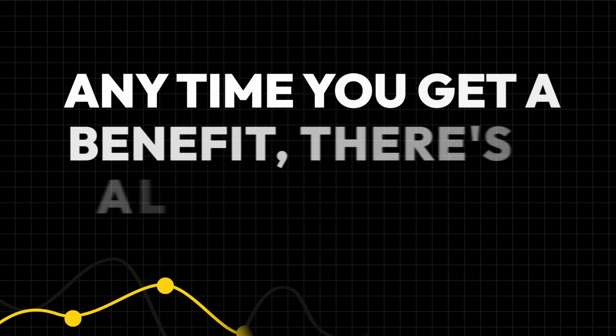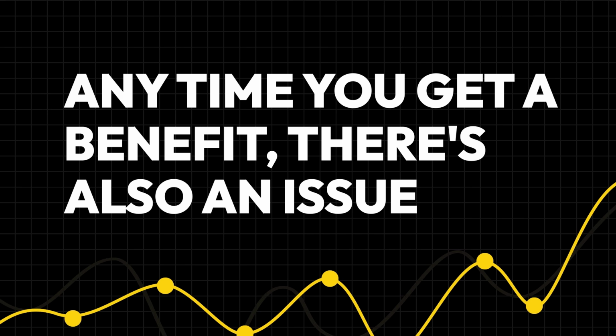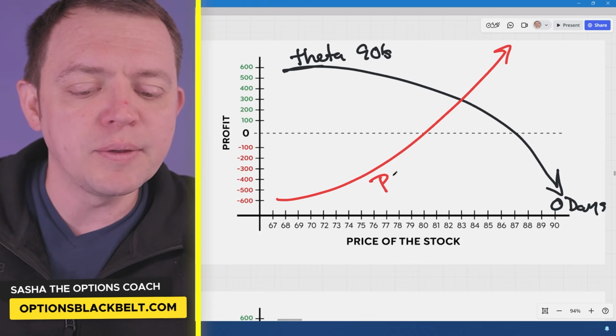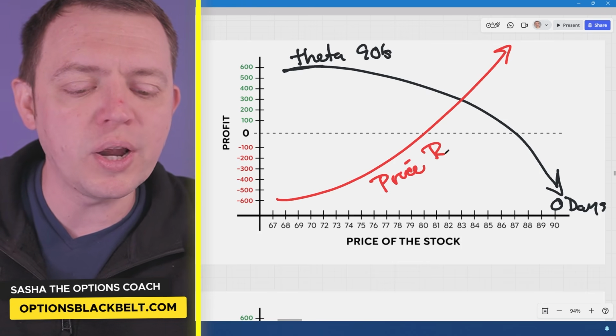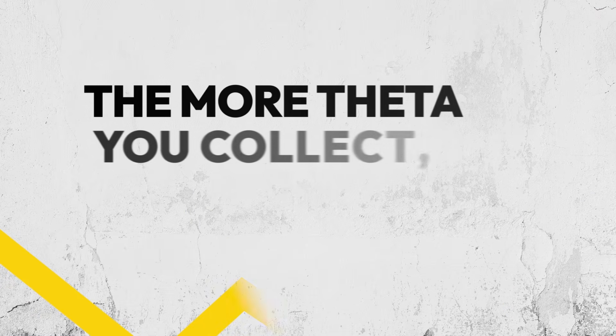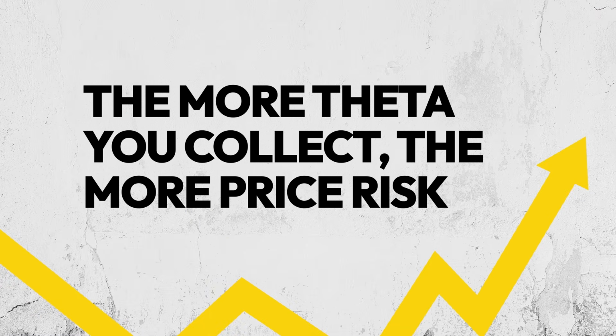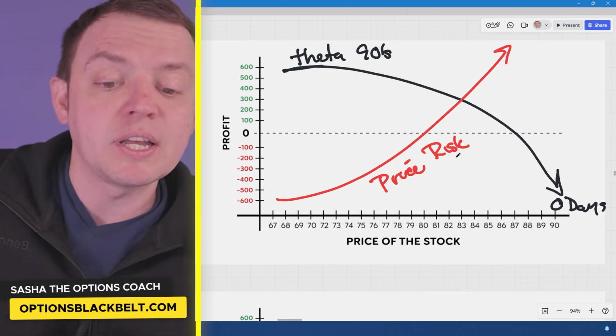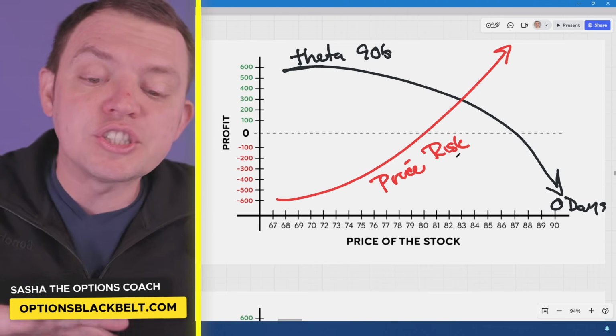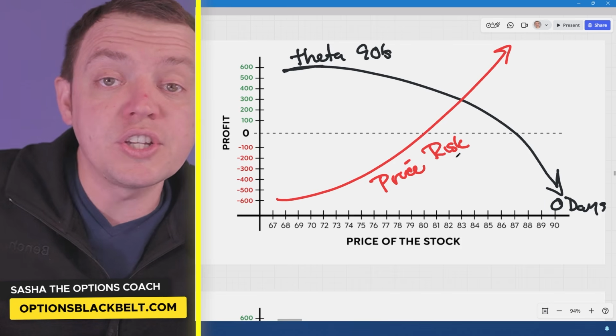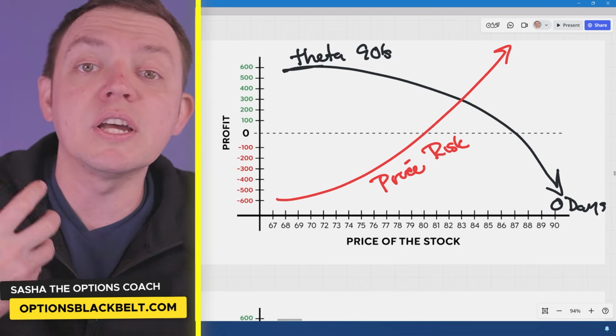So anytime you get a benefit, there's also an issue that you have to give up. And the problem here is you have to deal with the price risk associated. So the more theta that you're collecting, the more price risk that you're incurring when it comes to the gamma risk. So this is what's happening: the shorter the duration you go, you're skewing those risks.